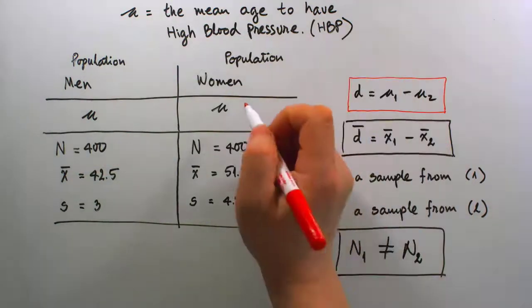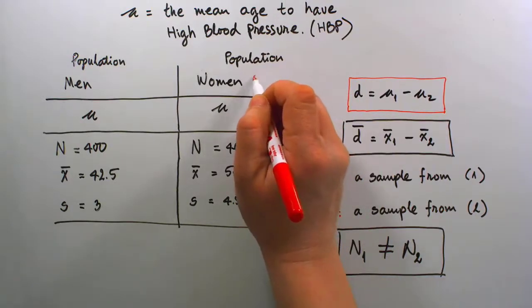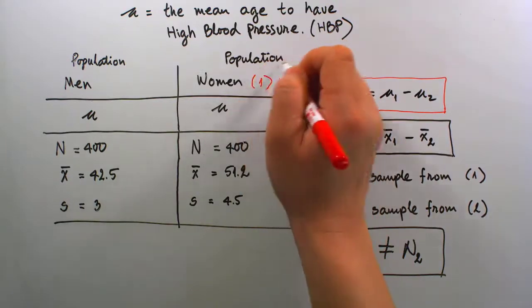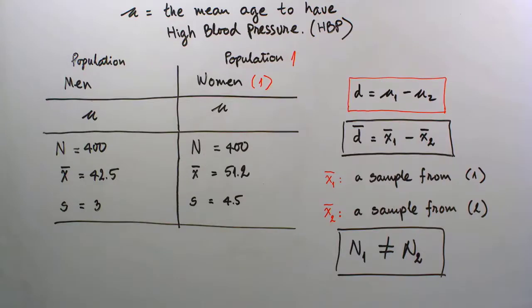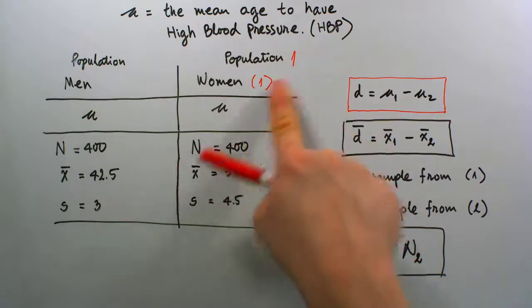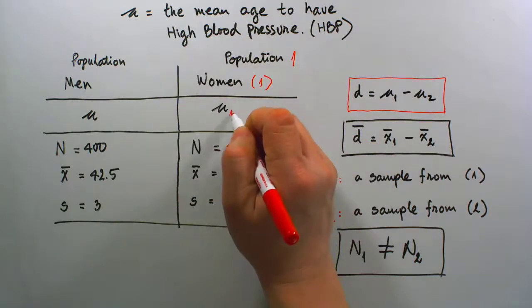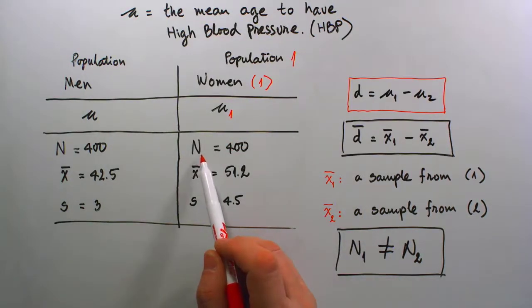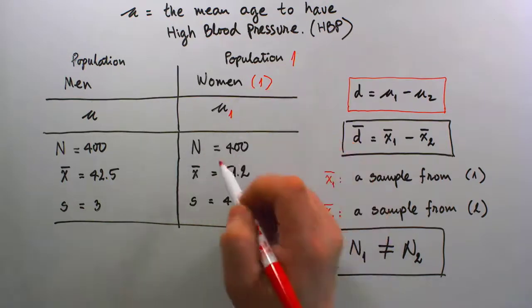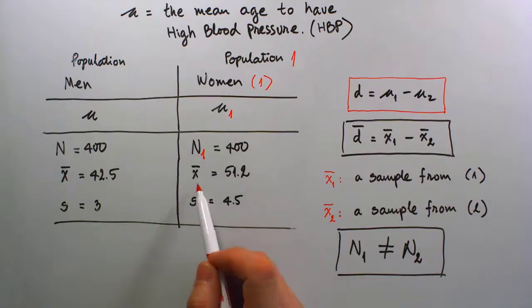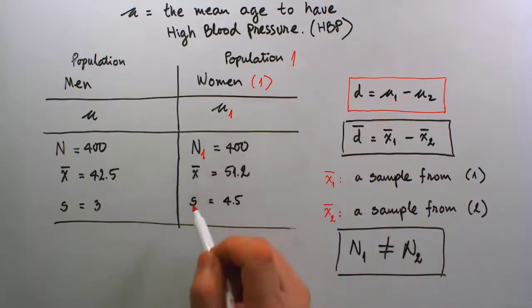I could have made my choice to give the numerical label 1 for the woman population. In other words, the woman population now is referred to as population 1. Consequently, the mean age to have high blood pressure in population 1 is now referred to as mu1, as we already have learned in that general convention. And so the sample size that we decide for all samples from population 1 can be referred to as sample size n1. And then the sample mean that we have obtained from population 1, we can now call x bar 1.